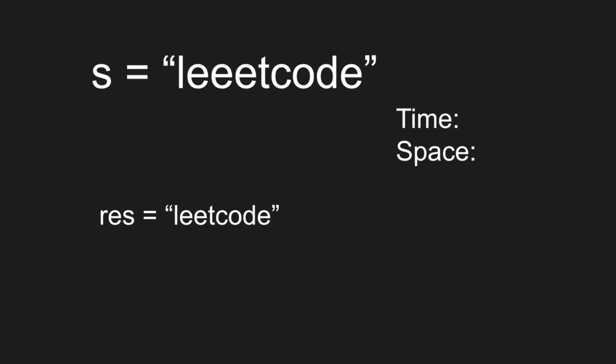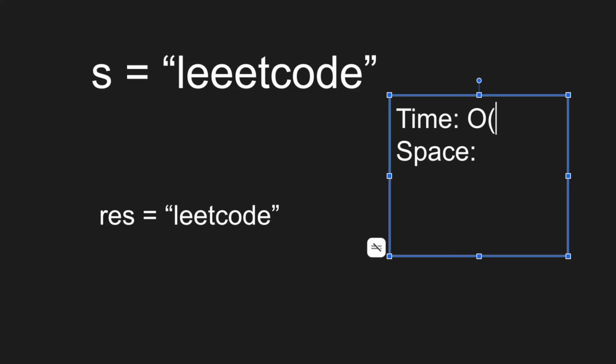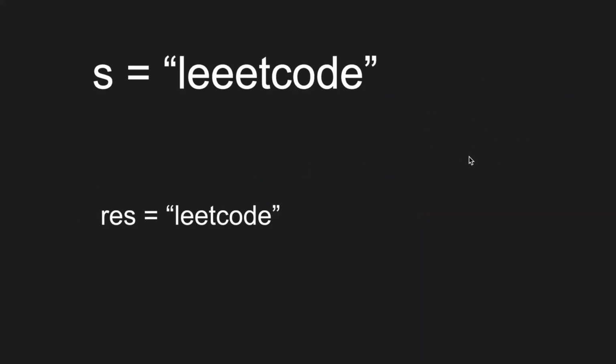The time complexity of this problem would be linear, or O of n, where n is the length of the string S, because we have to loop through the entire string. And the space complexity would be O of 1, because even though we need to create this string res, that is part of the result, so it doesn't count towards the space, so the space is constant. So now let's get to the coding part.